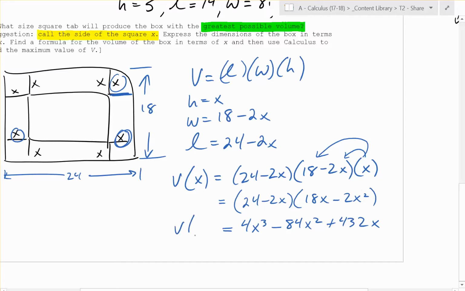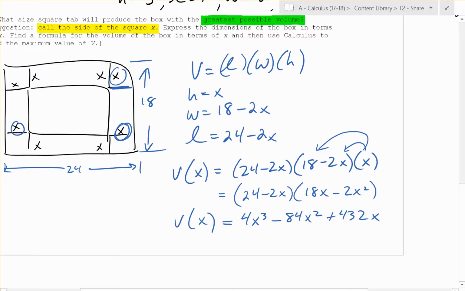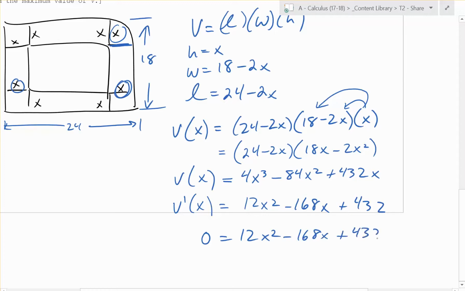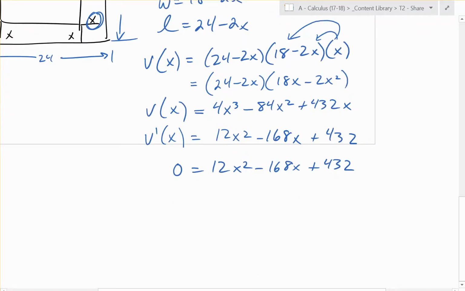You can verify this yourself, but if you multiply that out, you should get 4x cubed minus 84x squared plus 432x. Now we take the derivative. It's just a polynomial, so we end up with 12x squared minus 168x plus 432. As we've done many times before, we set this equal to 0, and then we solve for x. What's nice here is that each of these terms is divisible by 12, so you can just divide everything by 12. So we end up with 0 equals x squared minus 14x plus 36.